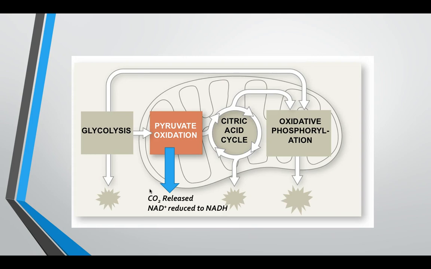Keep in mind, I have 2 pyruvate molecules, so this process will occur twice. So overall, I'm going to have 2 carbon dioxide molecules released and 2 nicotinamides reduced. Anytime nicotinamide or flavin adenine dinucleotide are reduced, they are going to carry those electrons to the oxidative phosphorylation stage. They carry them to stage 3.